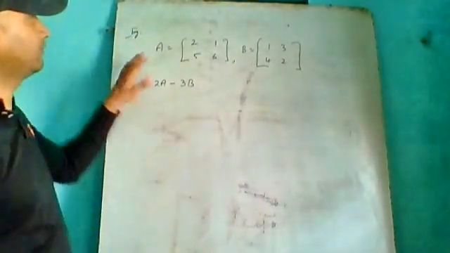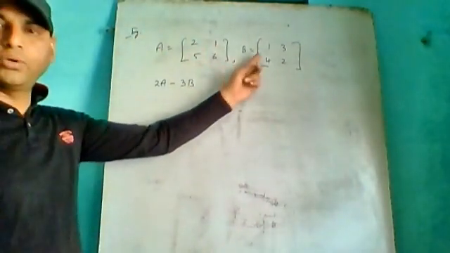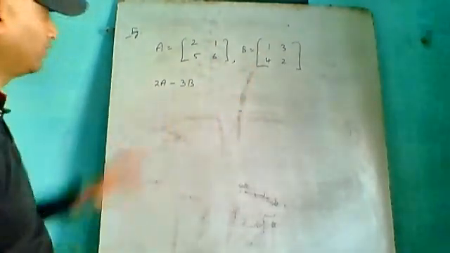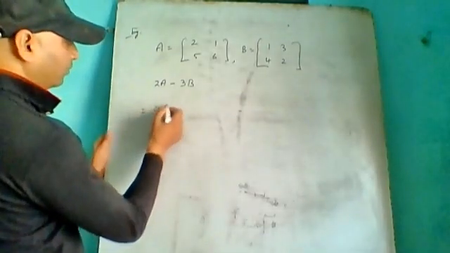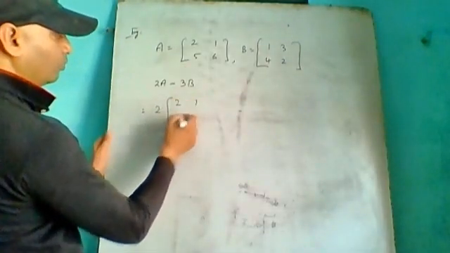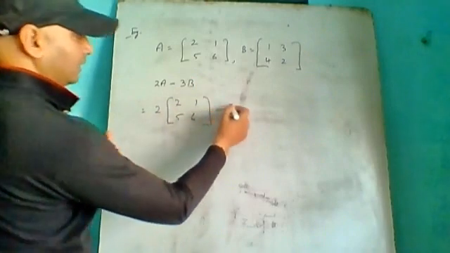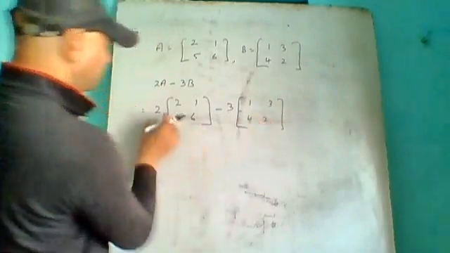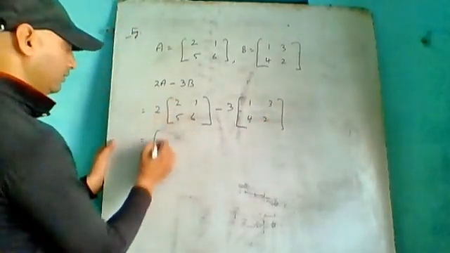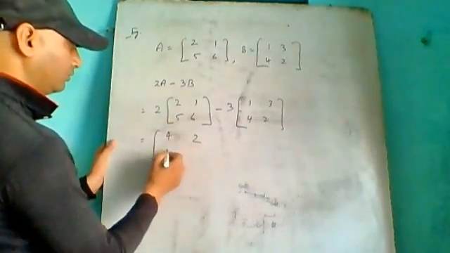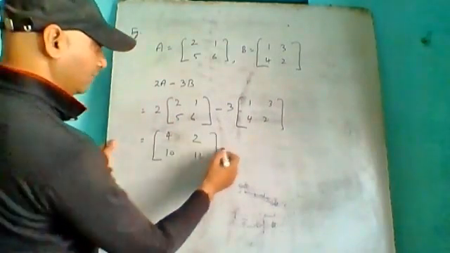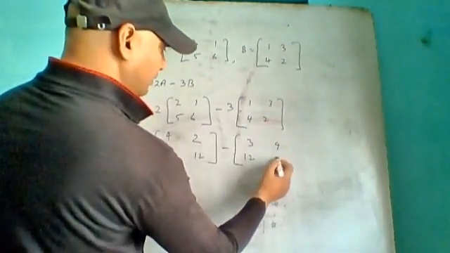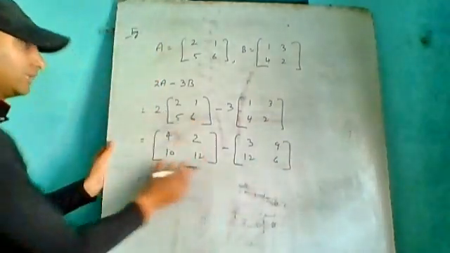Now another example. Matrix A is 2, 1, 5, 6. B is 1, 3, 4, 2. Evaluate 2A minus 3B. How can you calculate first? This one, 2A. 2 times matrix A, 2, 1, 5, 6, minus 3 times 1, 3, 4, 2. Right? This is a scalar multiplication of a matrix. So 2A is 4, 2, 10, 12. Minus 3B is 3, 9, 12 and 6. Now minus. Both matrices are of the same order.